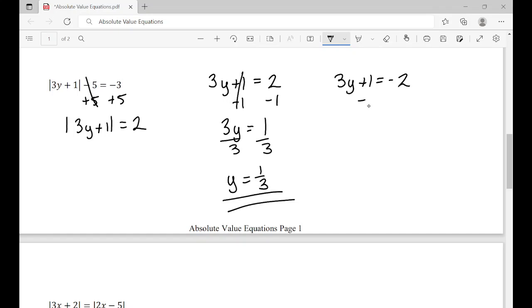And then we're going to do it again. Subtract 1 from both sides. It's going to equal negative 3, and divide by 3. The 3s cancel out, so y equals negative 1. And that will be the second answer. So again, positive 1/3 and negative 1 are the two answers here.